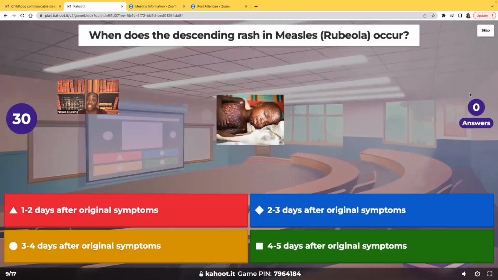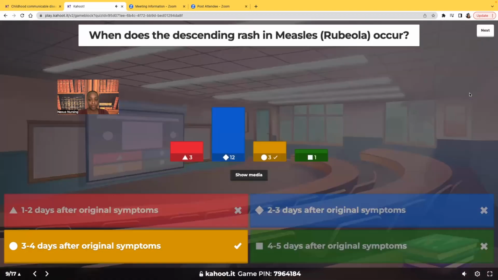When does a descending rash in measles, rubeola occur? So when it comes to measles, rubeola, that rash starts from the top down. It's descending. When does a descending rash in measles occur? Is it 1 to 2 days after original symptoms, 2 to 3 days, 3 to 4 days, or 4 to 5 days after original symptoms? You guys see that? 3 to 4 days after the original symptoms, that's when you start to see that descending rash.